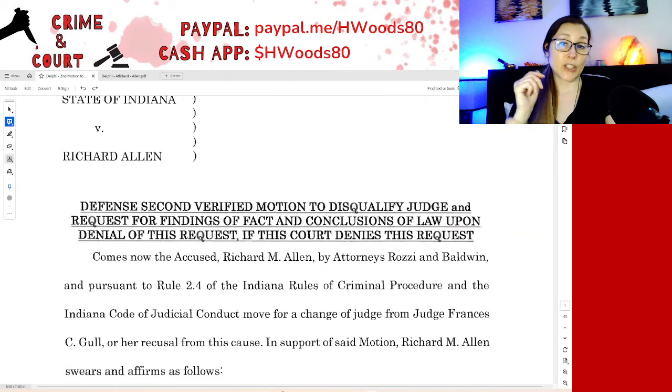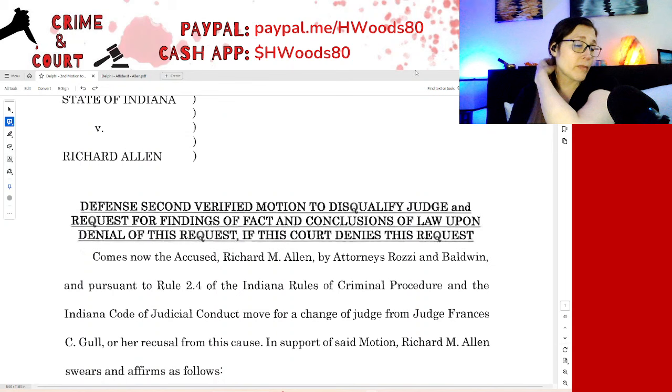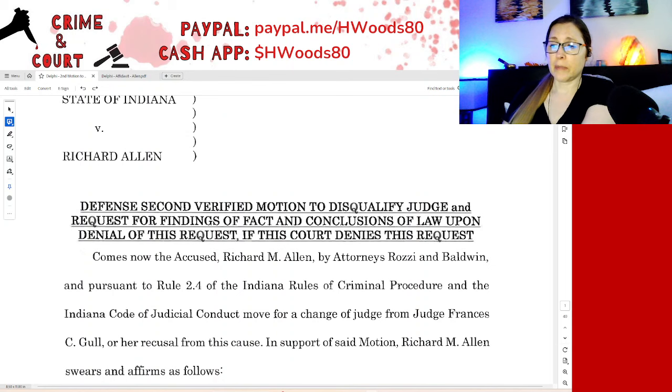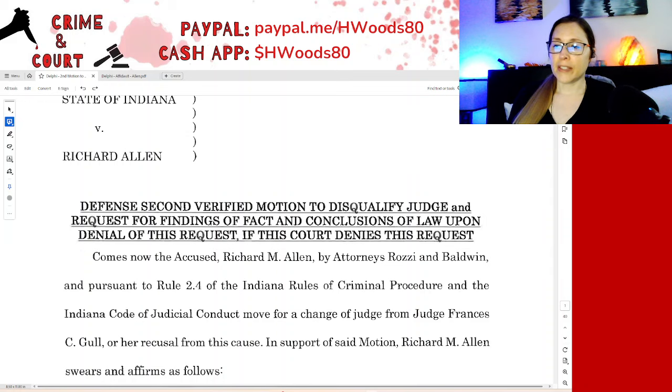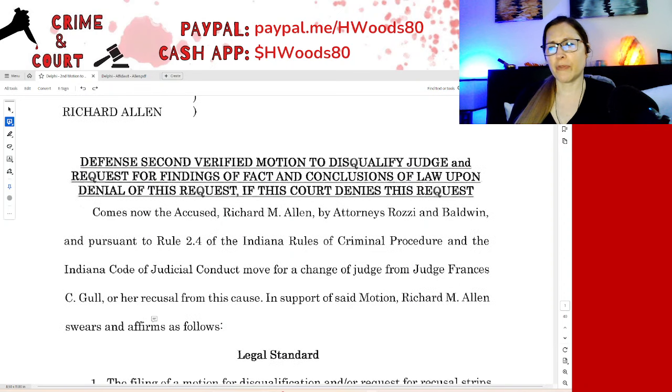So now we're going to get into the actual motion. This is going to give us a little bit of background with the Indiana Rules of Criminal Procedure, and then it's gonna get good. Just you wait. All right, so the defense's second verified motion to disqualify judge and request for findings of fact and conclusion of law upon denial.